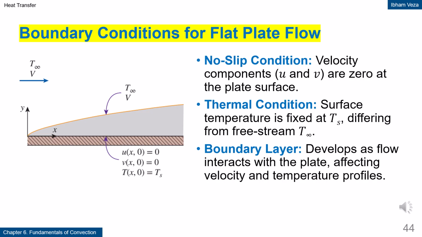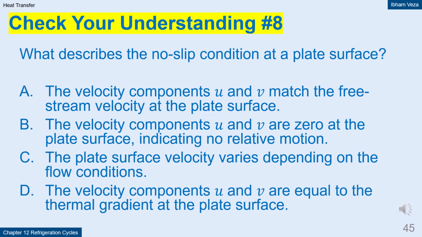These boundary conditions are required to solve the boundary layer equations. Without proper boundary conditions, the mathematical solutions would not be physically meaningful. Answer: B. The velocity components u and v are 0 at the plate surface, indicating no relative motion.